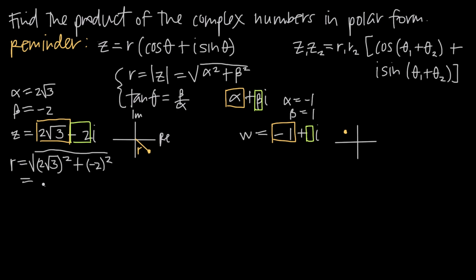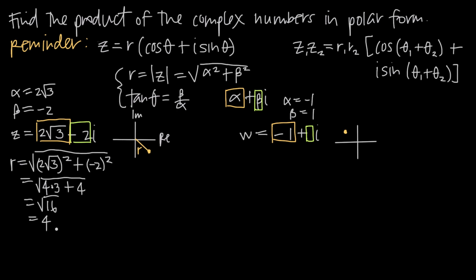So 2 squared gives us 4. Root 3 squared gives us 3, so we're going to get 4 times 3, plus negative 2 quantity squared is going to give us a positive 4. So we're going to end up with square root of 12 plus 4, or 16, which is going to be equal to 4.